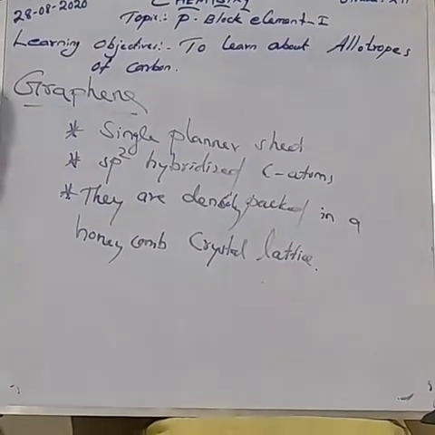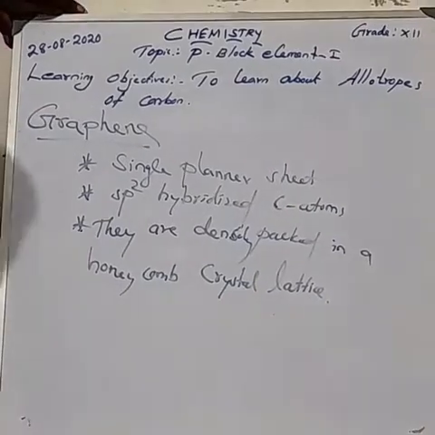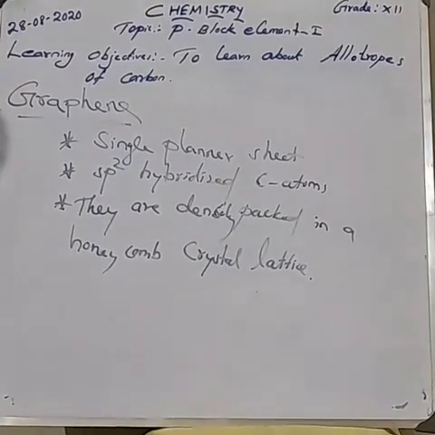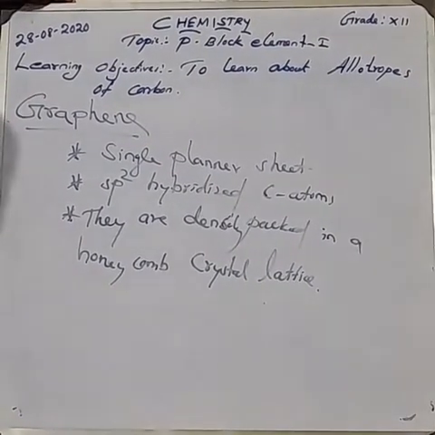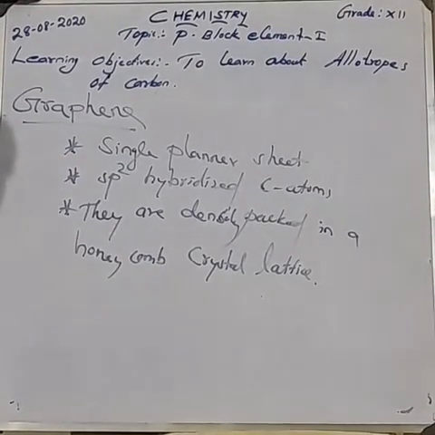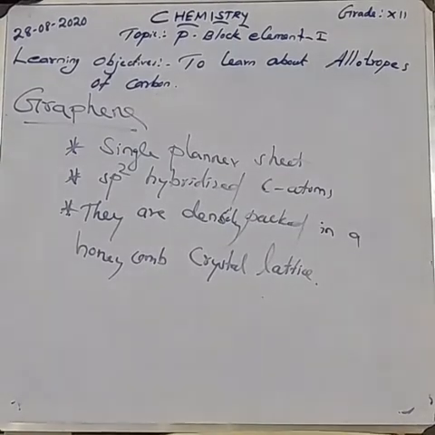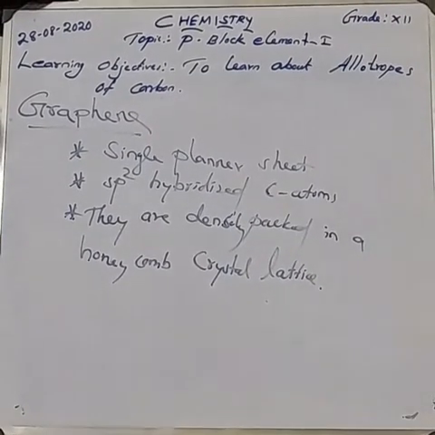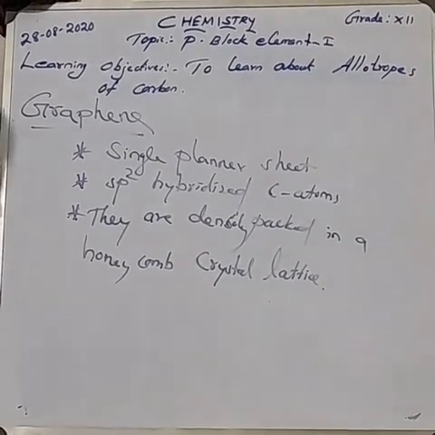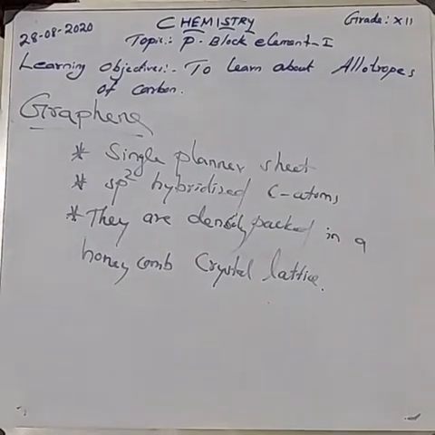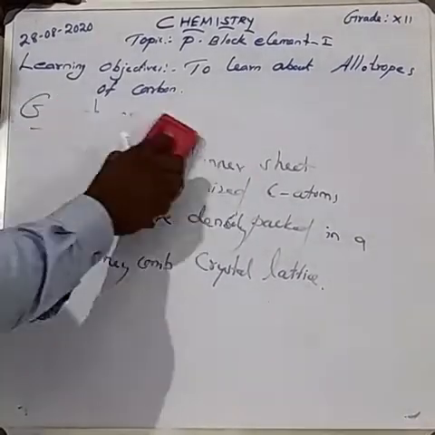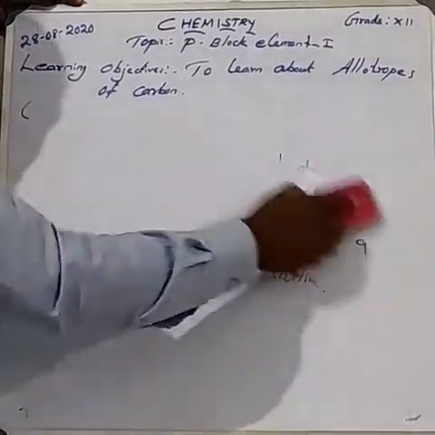Very good. How many 6 membered rings? 20 six membered rings. And 5 membered rings? 12 five membered rings. Each carbon atom is sp2 hybridized. How many sigma bonds? 3 sigma bonds and a delocalized pi bond. It's a very important point. What is the bond distance? 1.44 angstrom for the single bond. What about the double bond? Carbon-carbon double bond distance is 1.38 angstrom. These are the allotropes of carbon.